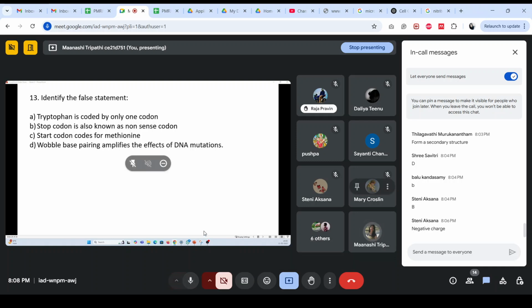Give it a try, everyone. You need to identify the false statement. I didn't get any answer till now. Okay, I got one. Others also, please give it a try.